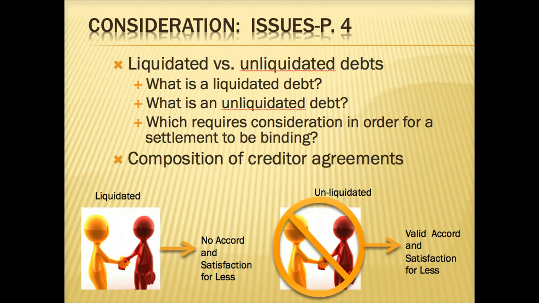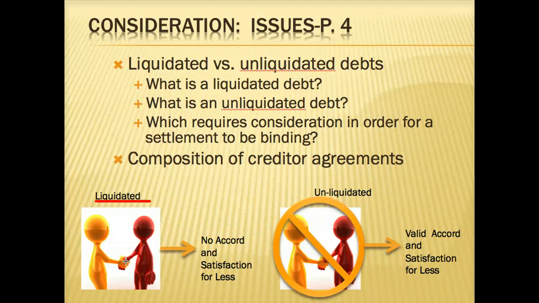Okay, there we are. So the next issue that arises with consideration is distinguishing liquidated from unliquidated debts. And this gets a little complicated, so I'm hoping these diagrams will help you understand it. First of all, a liquidated debt is a debt where the amount is settled. And that's what the handshake, the figure shaking hands, means: that they already know what the amount is that's due.